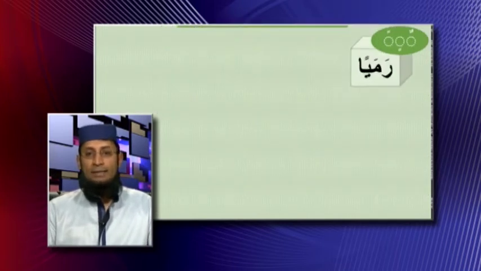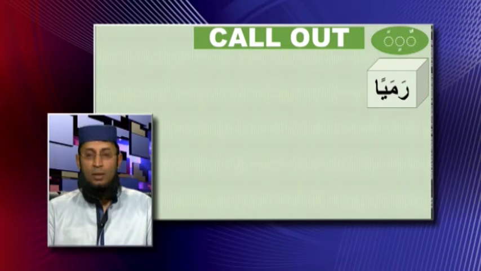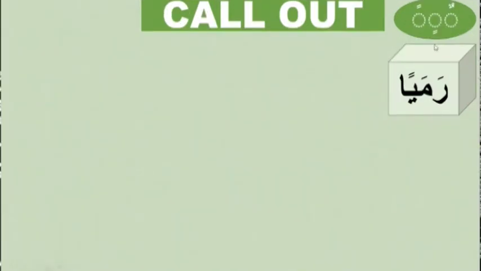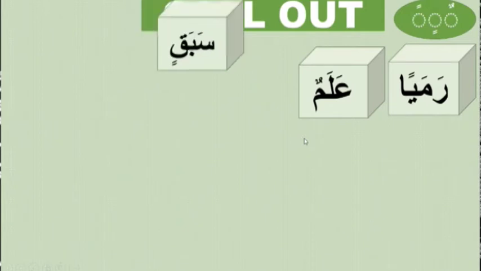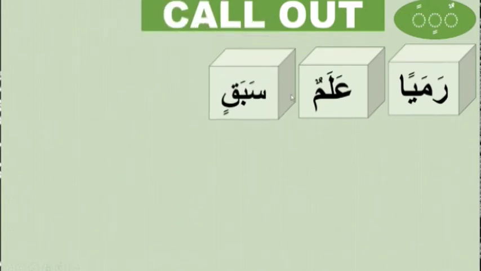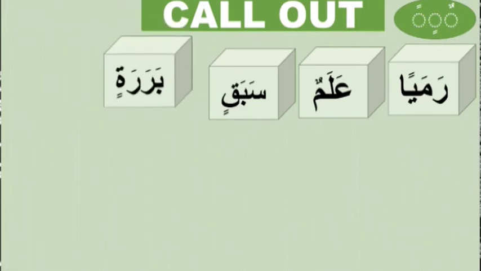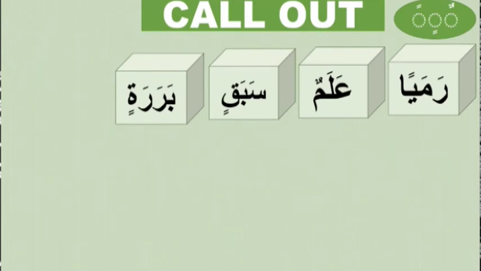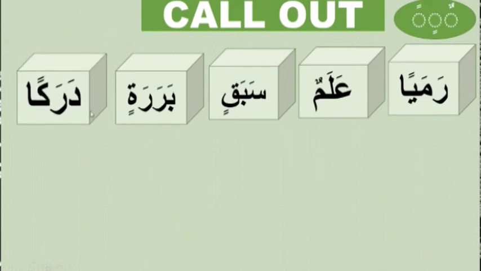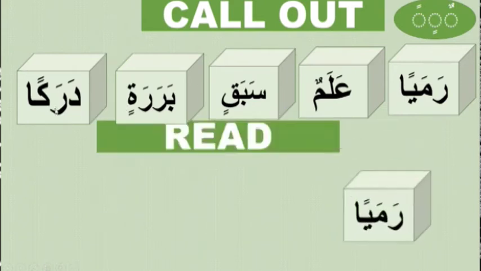Now finally we look at examples that are mixed with an, in, as well as un. The very first one, call-out phase, ramayan. Next example, alamun. So you have yan, then you have mun. Sabaqin, this is kasratain. Bararatin, this is again kasratain. And the last example, darakan, this is kan with fathatain. Right. So you can see all those are mixed.